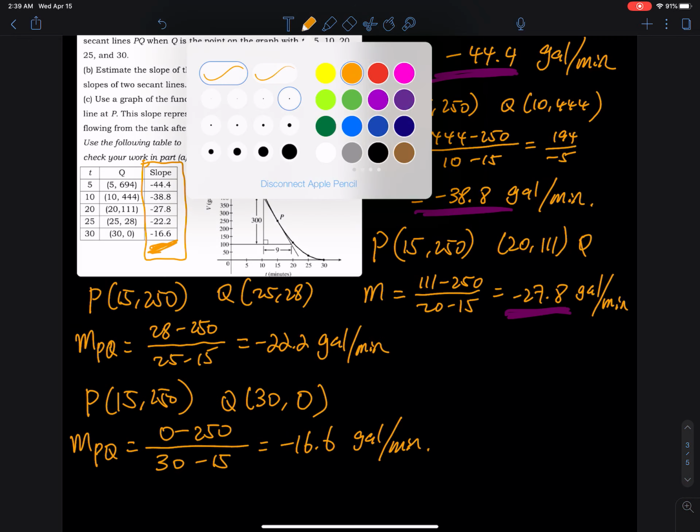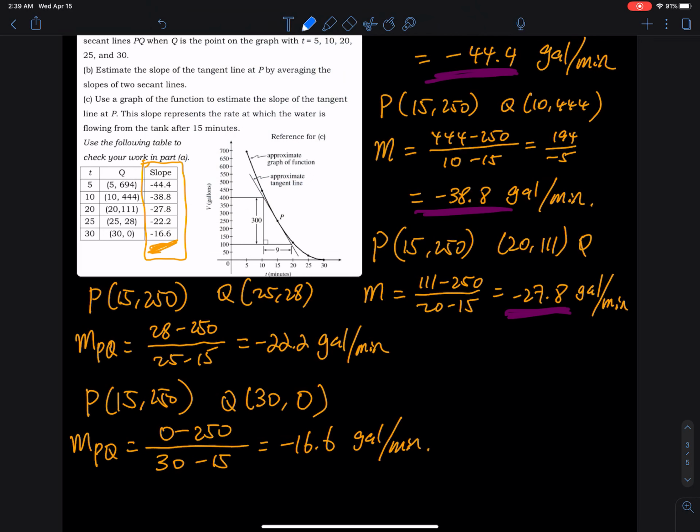Let me change colors for that. Let's use blue. I am going to pick two pairs. In part B, the first pair I will pick is P at 15 comma 250, and then for Q I will pick 10 comma 444. What is the slope? The slope is negative 38.8, right?